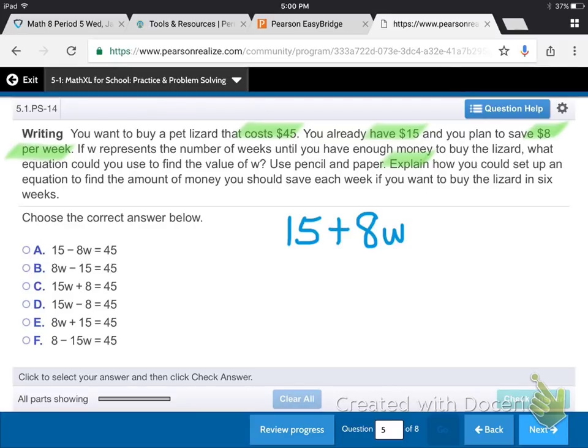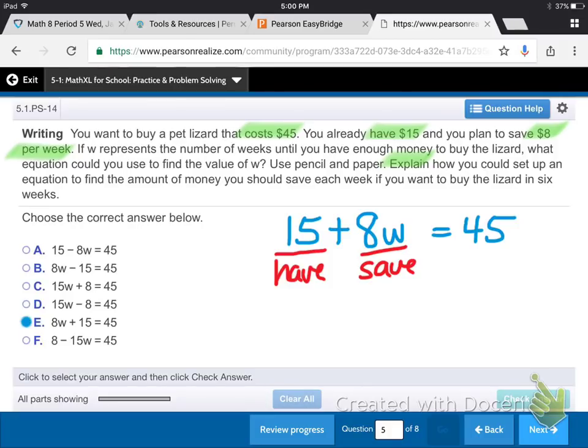So let's go over that quickly again. This is how much I have. This is how much I am saving. And total, that will be equal to, hopefully, $45. That's the equation. Okay? So we choose our answer, 15 plus 8W or 8W plus 15. Don't forget it can go either way because of the associative property. It looks like that one right there, E.